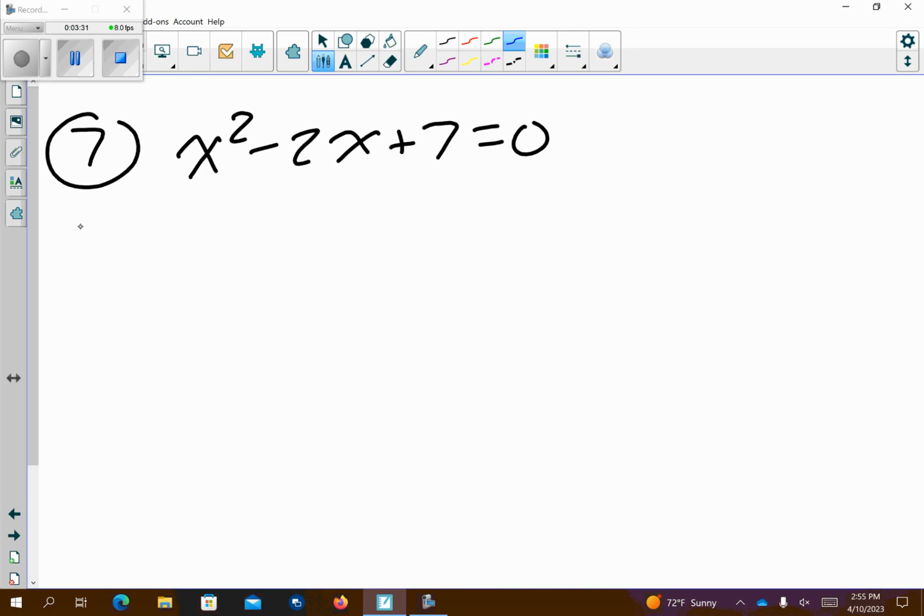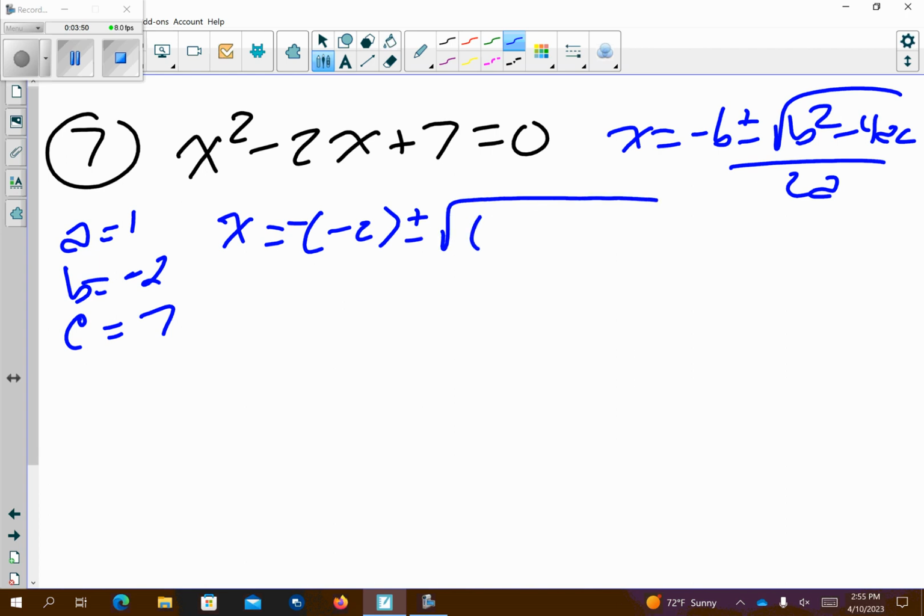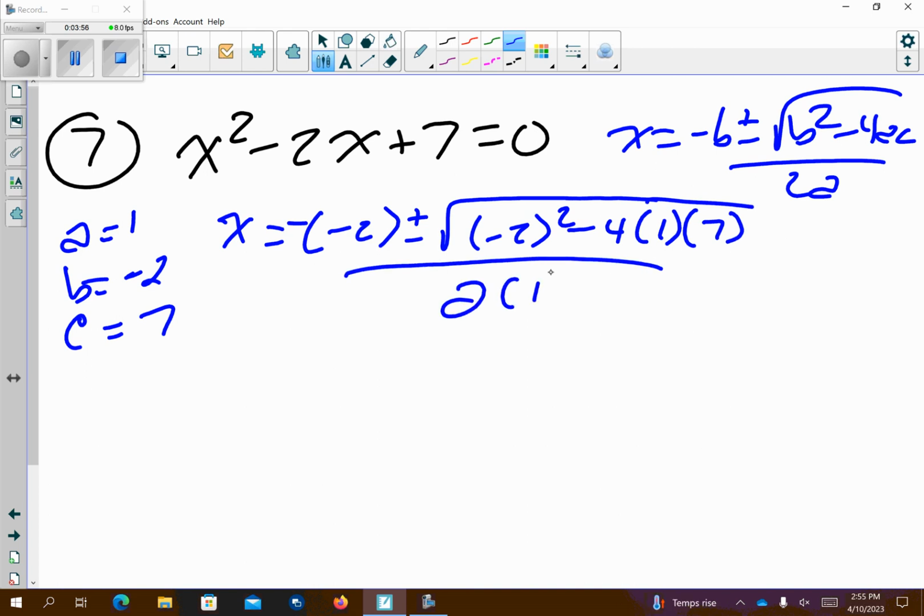Number 7 is equal to 0. So my a value is 1. My b value is negative 2. My c value is 7. So we know that x equals negative b plus or minus the square root b squared minus 4ac all over 2a. So I know that x equals negative 2 plus or minus the square root of negative 2 squared minus 4 times a times c, all divided by 2a.